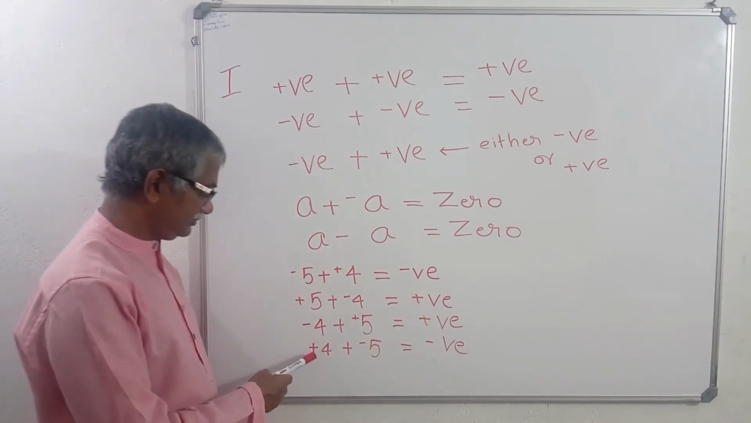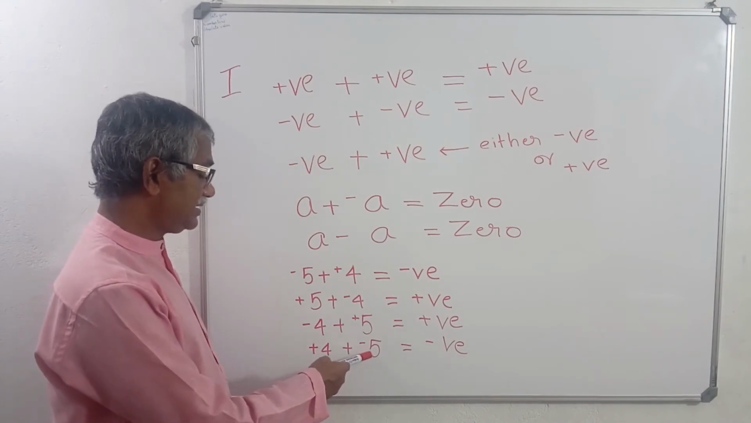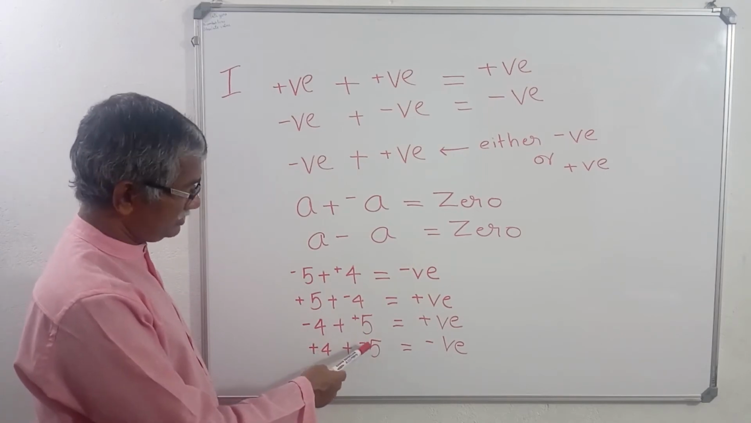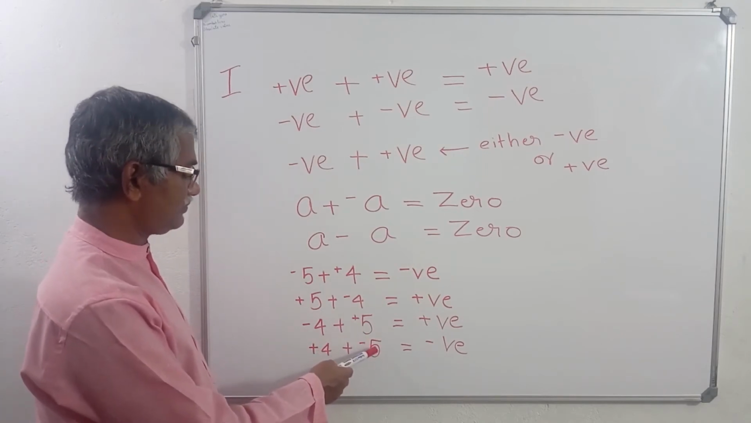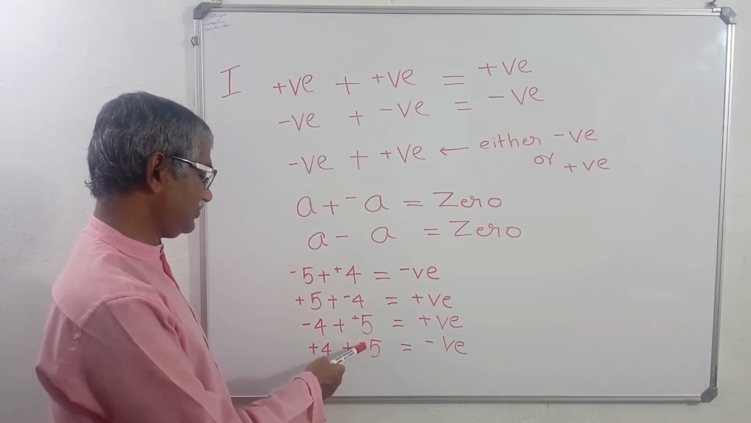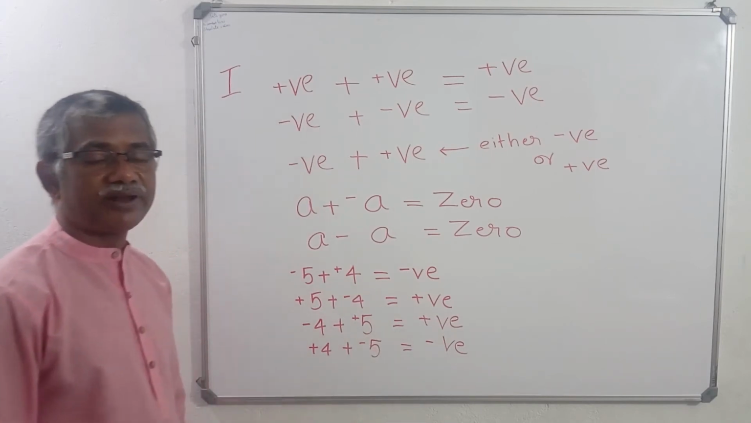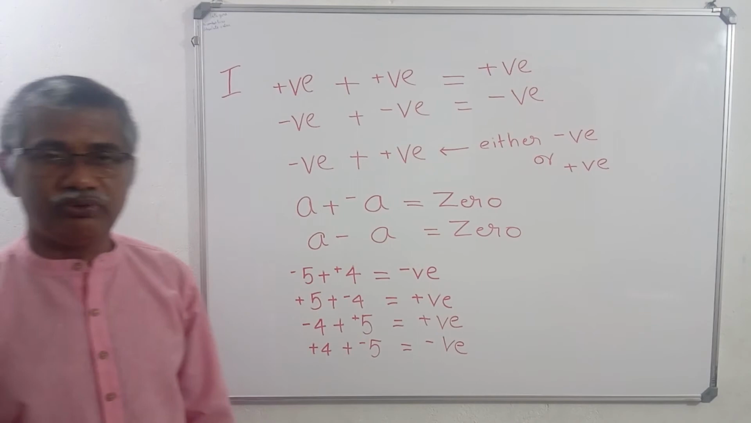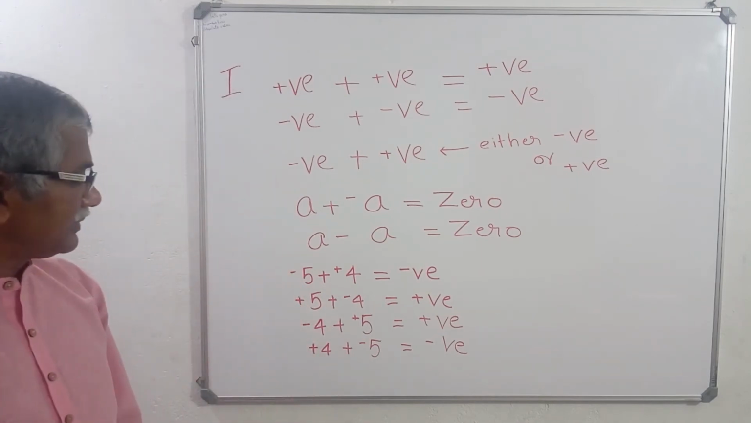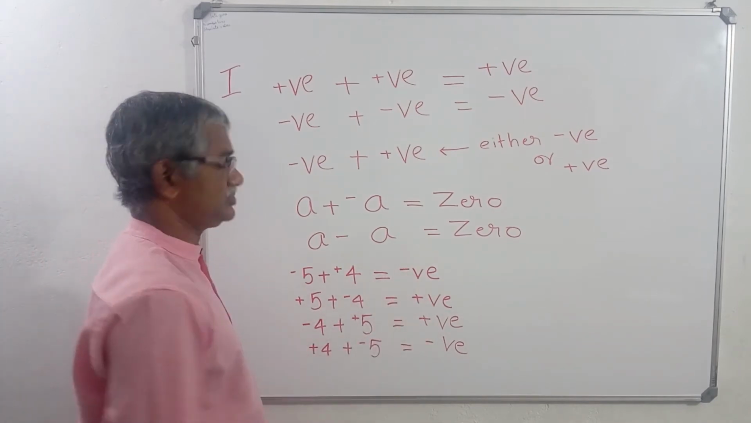Consider again. Positive 4, negative 5. Consider their sum. We are taking the absolute values. 5 is greater in case of absolute value. Therefore its sign is negative. We are taking the negative sign. So before adding a negative number and a positive number, you have to make sure whether the answer is negative or positive.